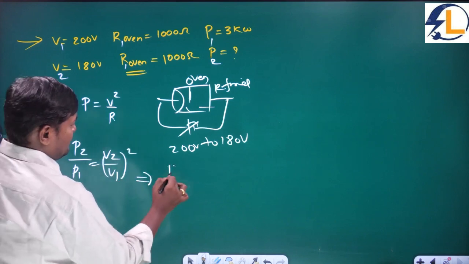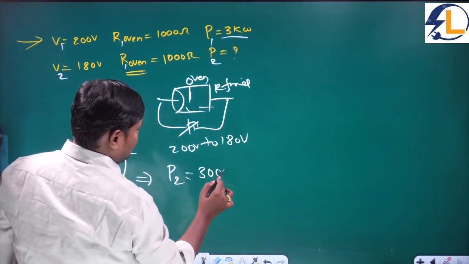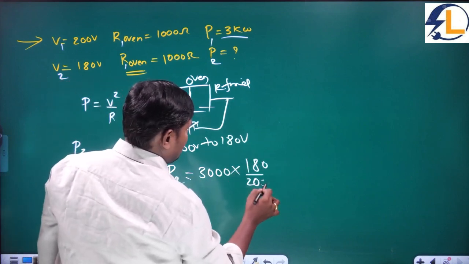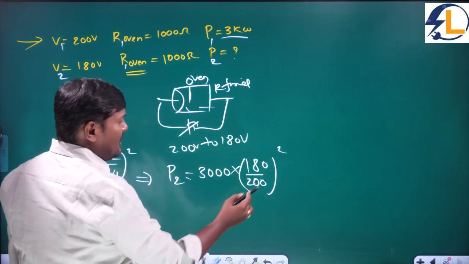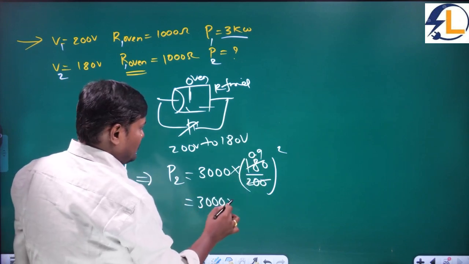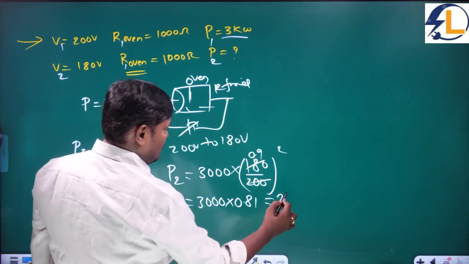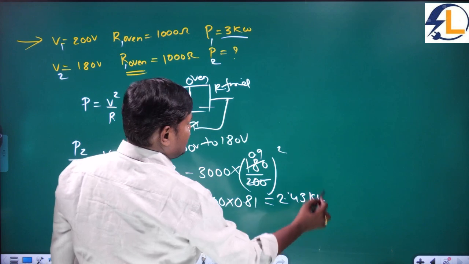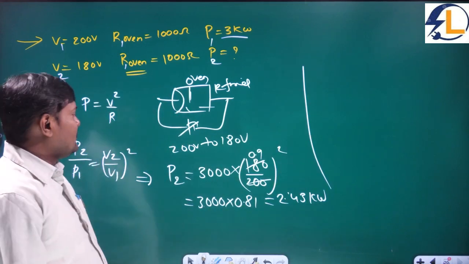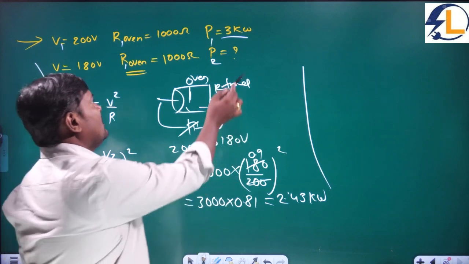What is the P2 now? P2 is equal to P1 into, what is the P1? 3000 into, what is the V2? 180 by 200 whole square. And this is 0.9, so 3000 into 0.81, so it is 2.43 kilowatts. So it's a very simple logic: if the voltage is decreased, what will happen? The power is also decreased.